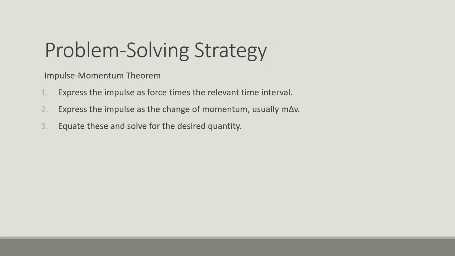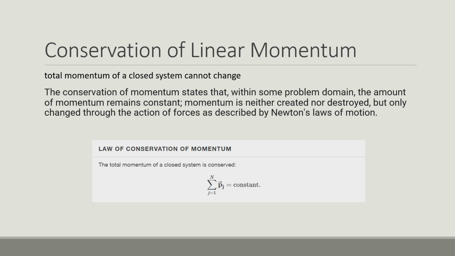Problem-solving strategy for the impulse-momentum theorem. Number 1: express the impulse as force times the relevant time interval. Number 2: express the impulse as the change of momentum, usually m delta v. Number 3: equate these and solve for the desired quantity.